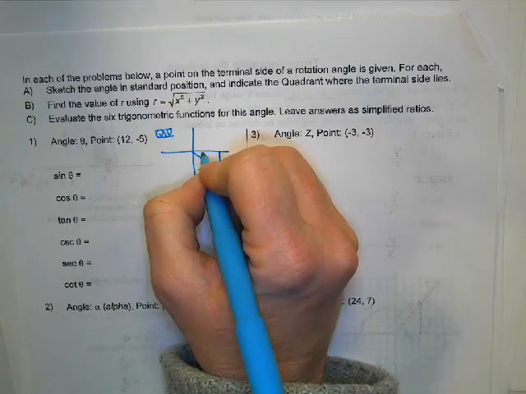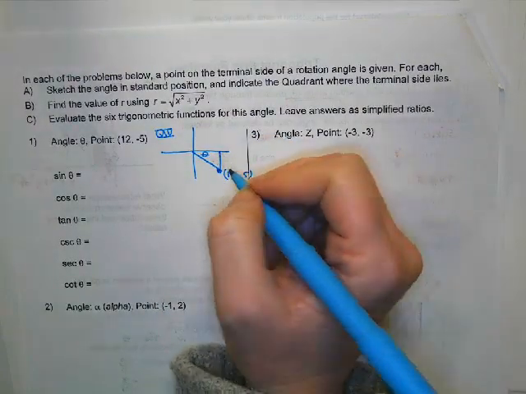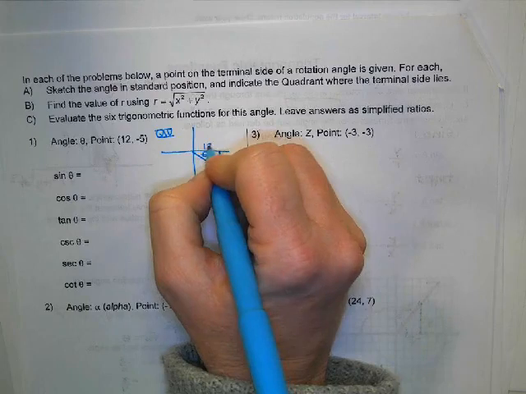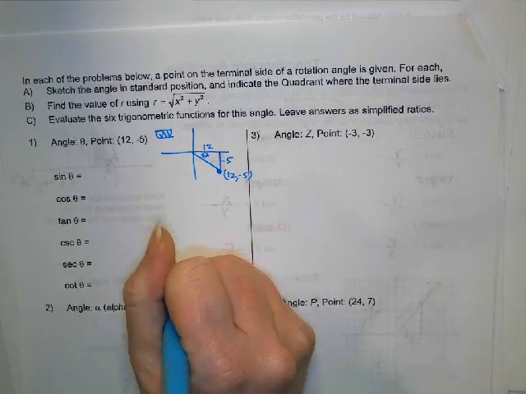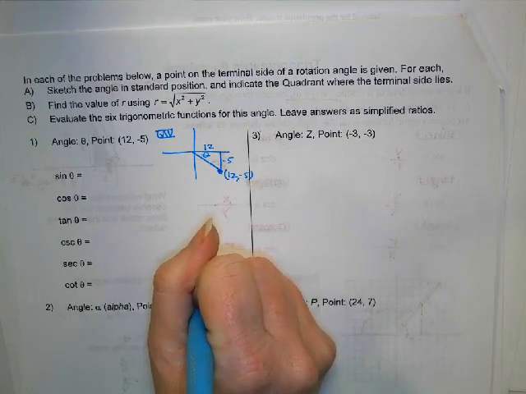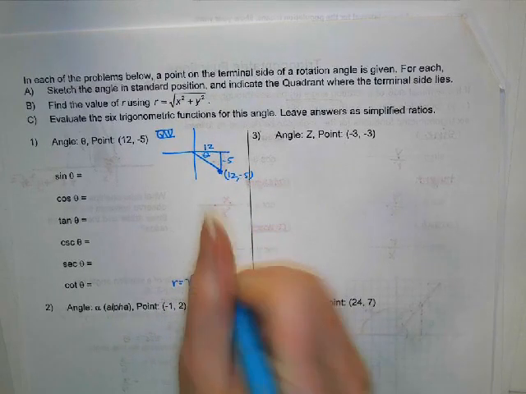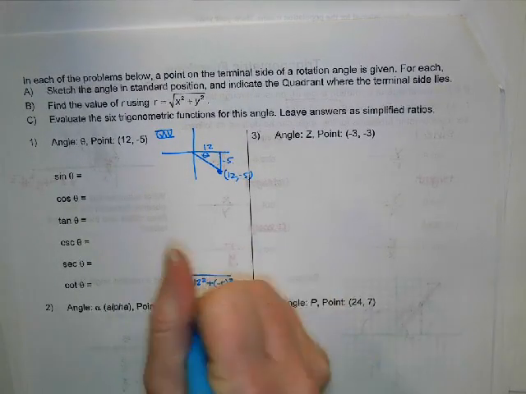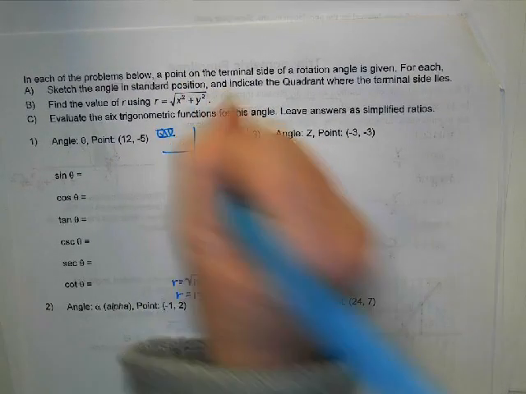So this is theta right here. It's always between the terminal side and the x-axis. So it's over 12 down 5. I need to find my hypotenuse. So I can do that with r equals the square root of x squared plus y squared. This is another Pythagorean triple. That's 144 plus 25, which is 169, which gives me 13. So my hypotenuse is 13.